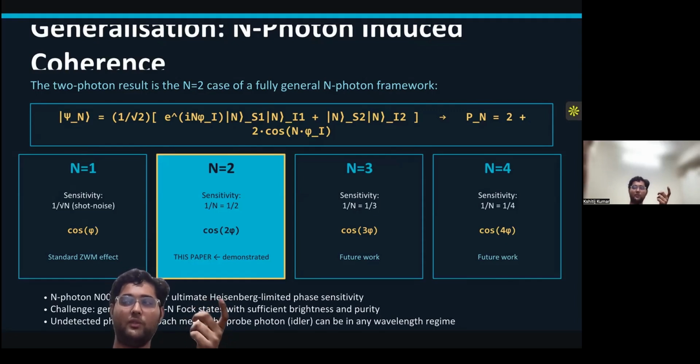When you work through the coincidence probability, you get P equals 2 plus cosine of n times phi. The phase modulation scales linearly with n. So the 4 cases on this slide tell the story cleanly.